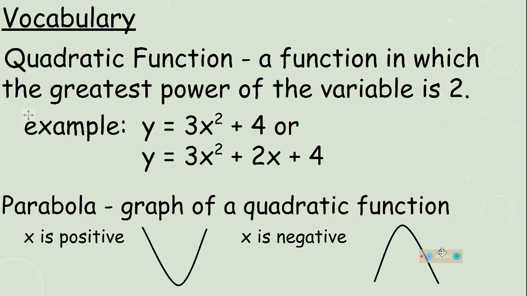One is the graph of a positive quadratic equation. X squared is positive, it opens up. When x squared is negative, it opens down. So positive x squared smiles, negative frowns.